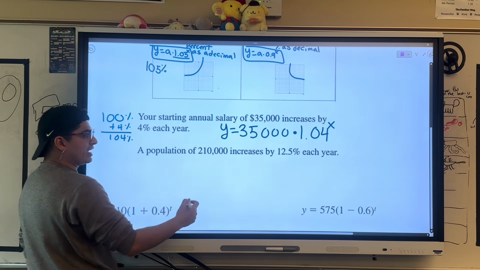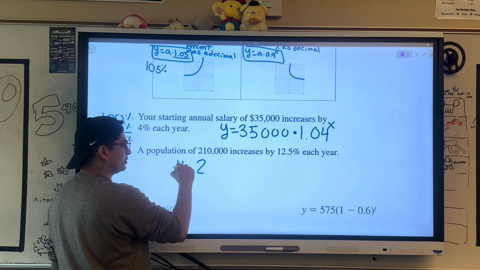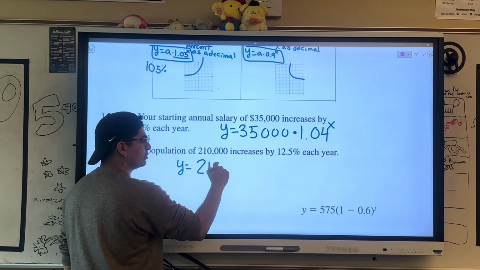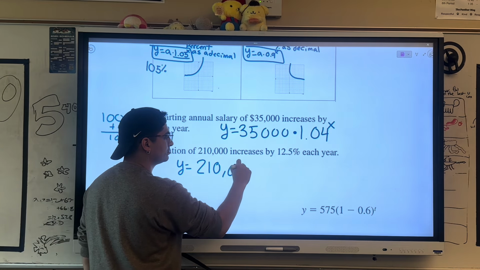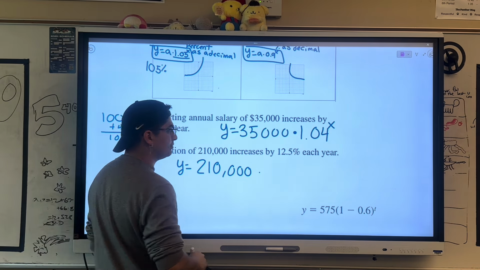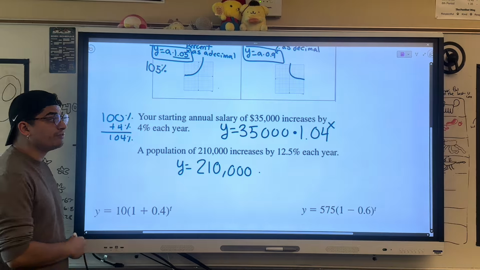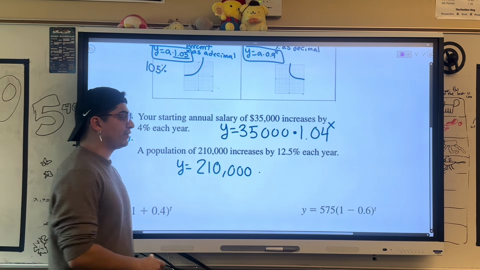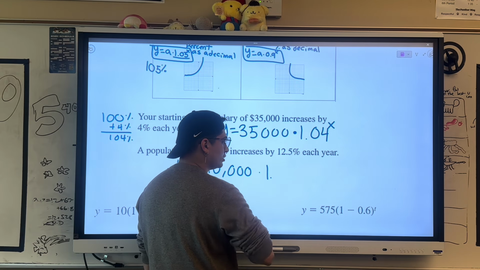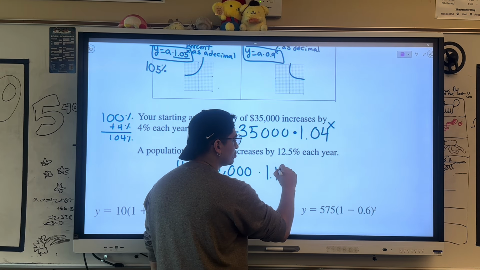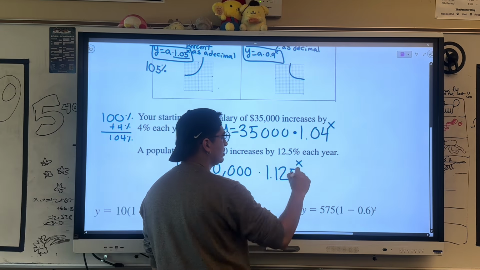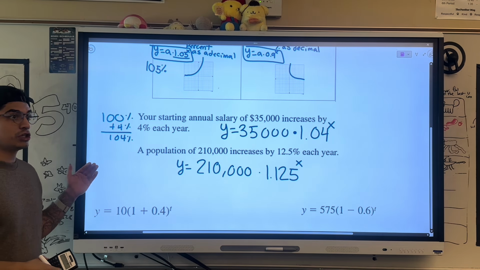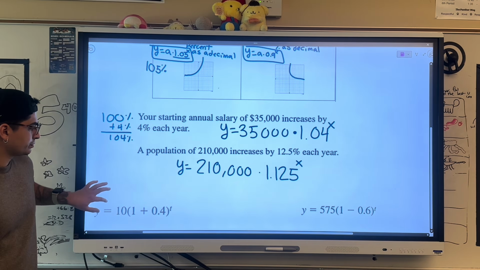In this case right here, again, same idea. y is equal to 210,000 times an increase of 12.5% each year. So 100% plus 12.5% would be 1.125 exponentially. And so you can show it after each year.